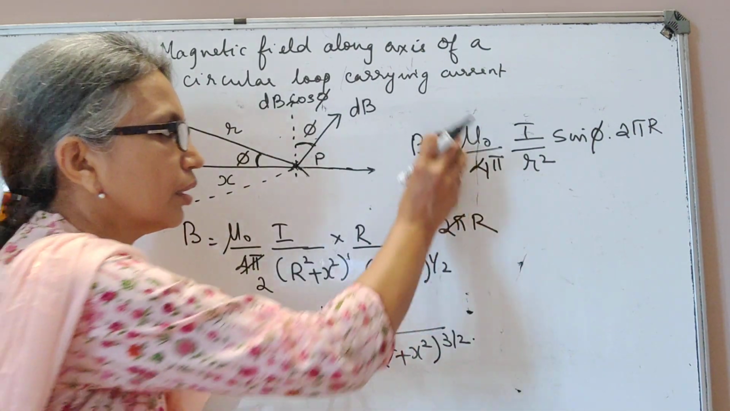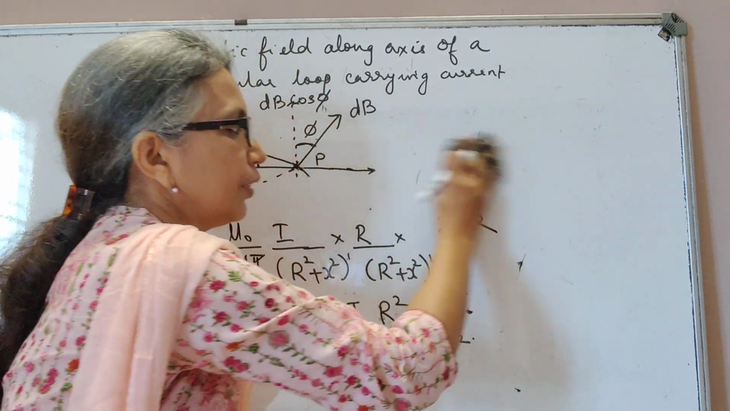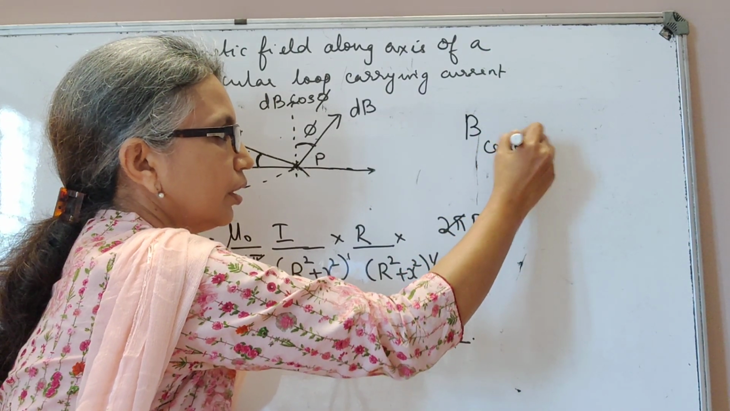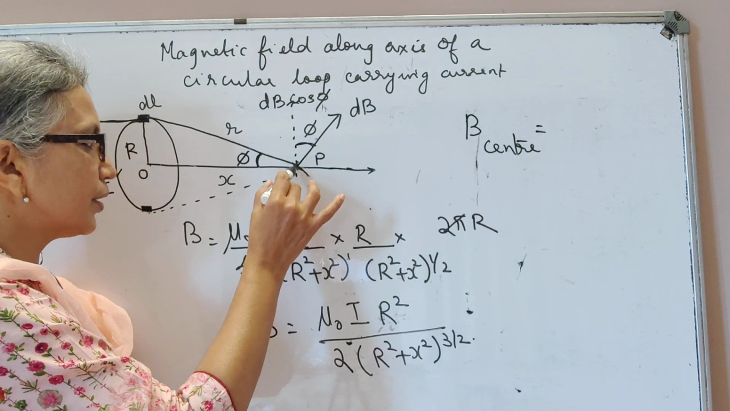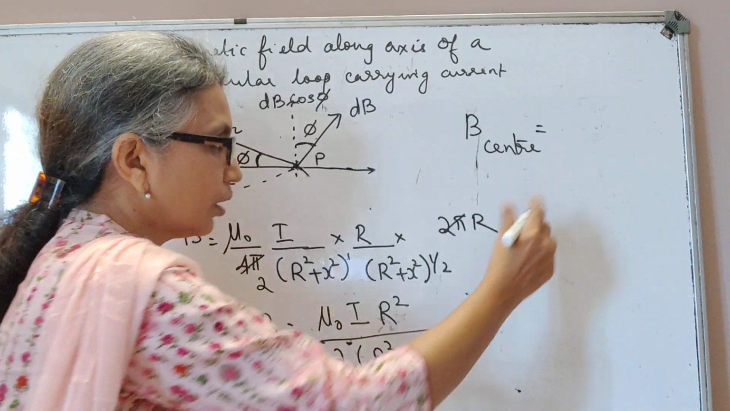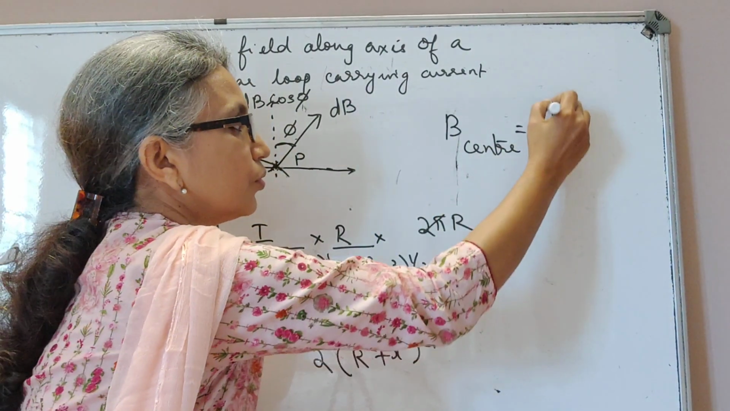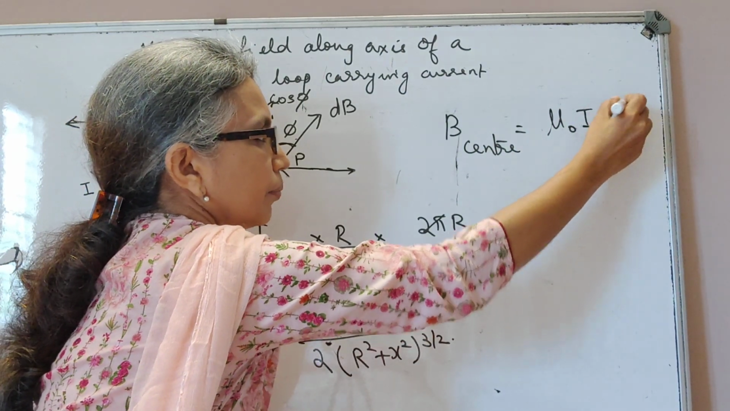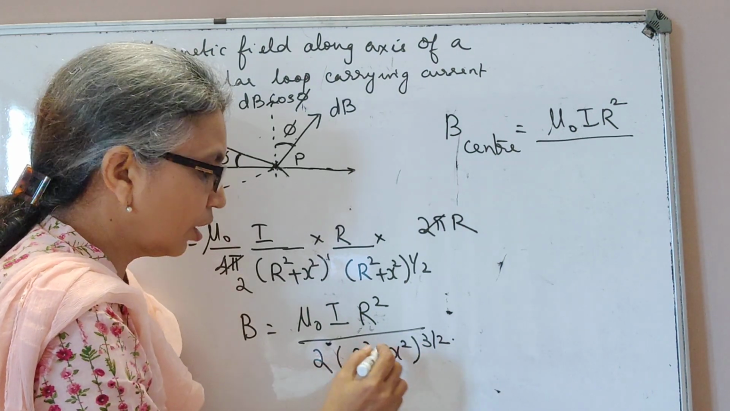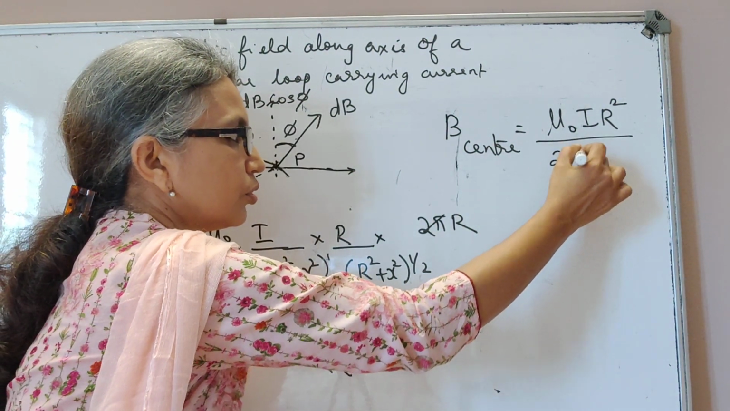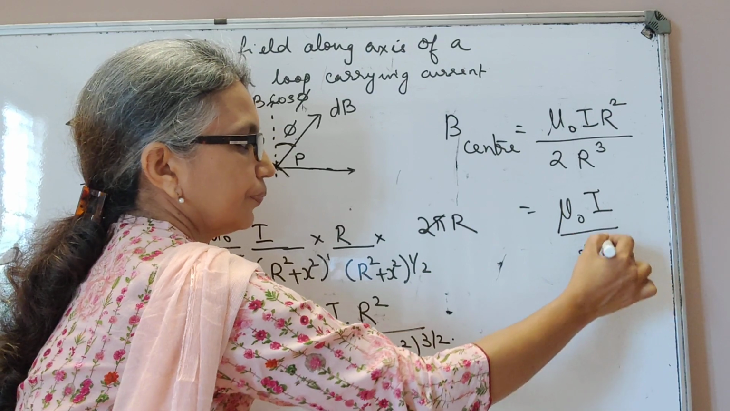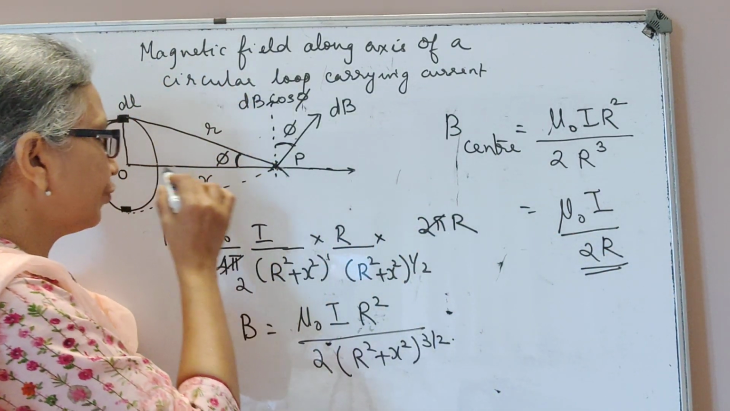One special case we need to take: suppose they ask you to find the magnetic field at the center of the loop. Center means this point P is going to come here. That means you're going to put x equal to 0. So this is equal to mu 0 I R square by, x is going to be 0, so this will be 2 into R square the whole raised to 3 by 2. So that 2 and this 2 will get cancelled, giving 2 into R cube, and that will be mu 0 I by 2R. So this will be the formula for magnetic field at the center.